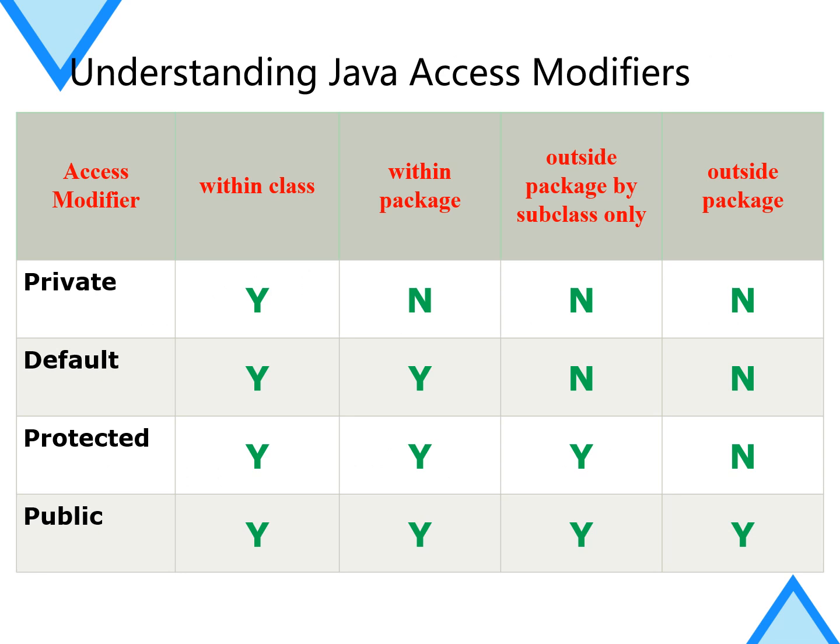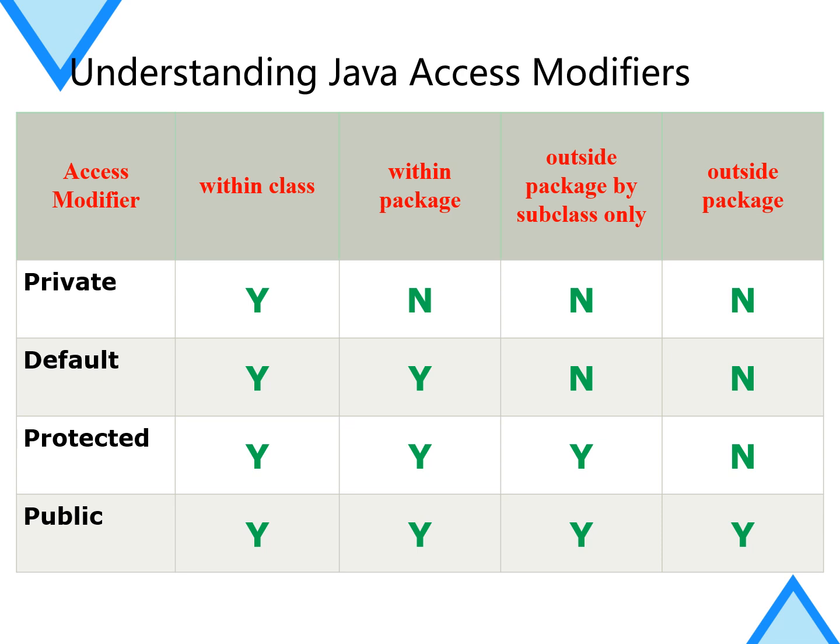So this is the summary of the access modifiers. If your access modifier is private, it can be accessed within the class. It cannot be accessed within the package, outside the package by a subclass, or outside the package. It can only be accessed within the class. If your access modifier is default, it can only be accessed within the class and within the package. It cannot be accessed outside the class or outside the package.